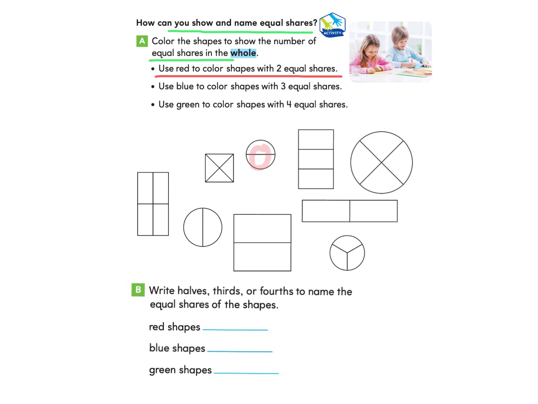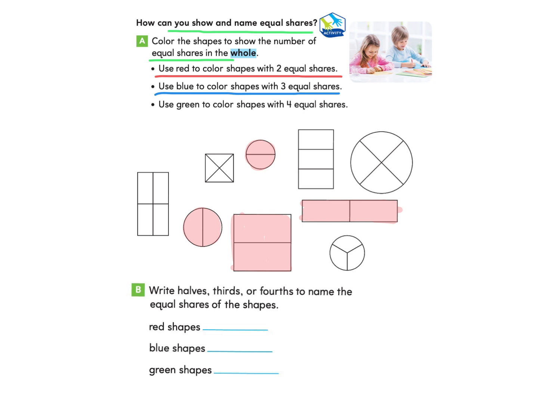I notice that this circle has 2 equal shares, so I will color it red. I notice another circle has 2 equal shares, so I will color this red. And I see that this rectangle has 2 equal shares, so I will also color it red. Do you see anything else that has 2 equal shares? That's right, there's one more. Looks like this square here has 2 equal shares, so I will color that in. Nice job. The next part asks me to use blue to color shapes with 3 equal shares.